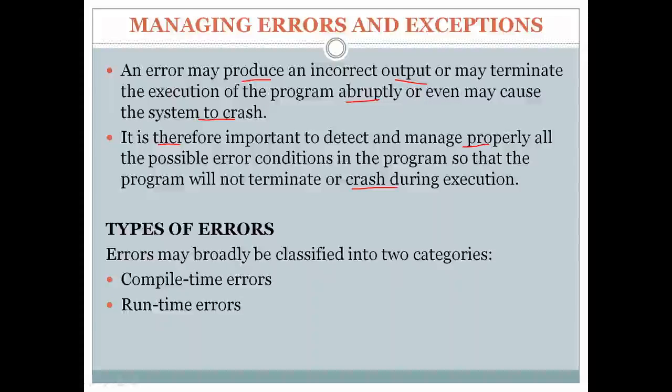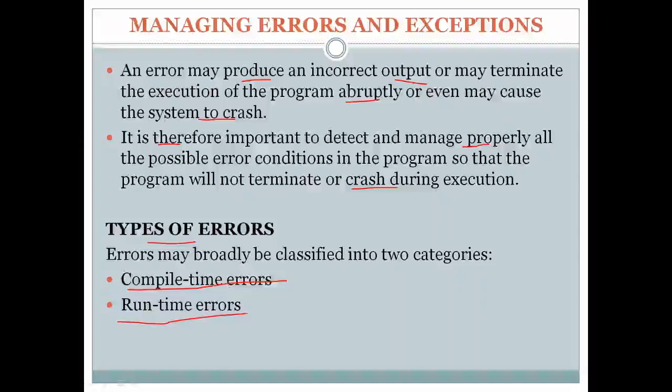So when an error occurs, as I have said, that may lead to termination of a program, or the program may crash during the execution of a program, and these things need to be handled properly in the program. There are two different types of errors. Errors may be broadly classified into two categories. One is compile time errors and another is runtime errors.